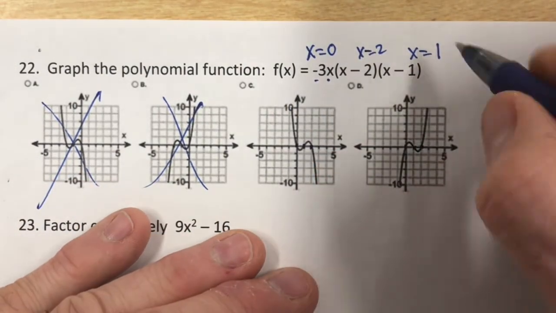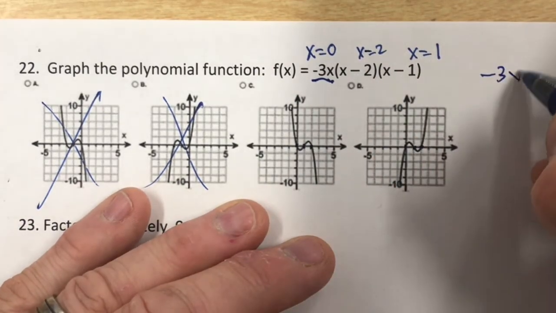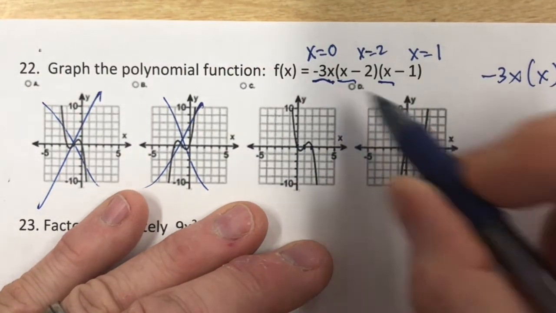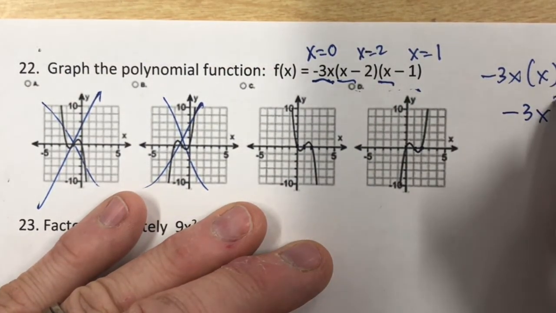Well, this is factored, which means you take the lead terms of each factor. So this one's negative 3x. This one is x. And this one is x. That's the lead terms from each factor. So I multiply those, which is negative 3x to the 3rd power.